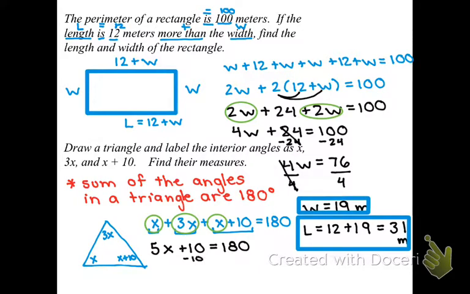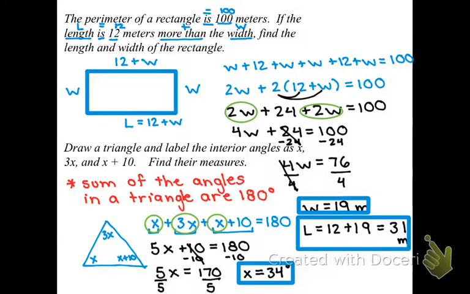Let's subtract that 10. We get 5x equals 170. We're going to divide by 5, and 170 divided by 5 gives me x equals 34. It wants me to find all the measures of the triangle though. While x equals 34 is my first angle, I also have to find out what 3x is and x plus 10 is.